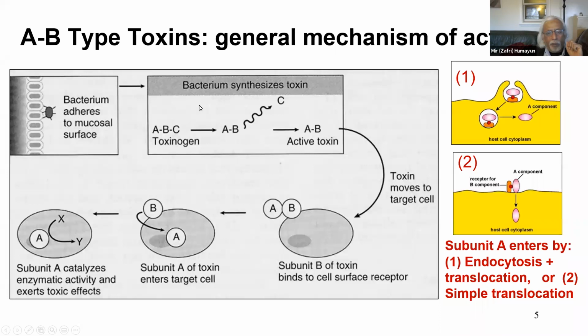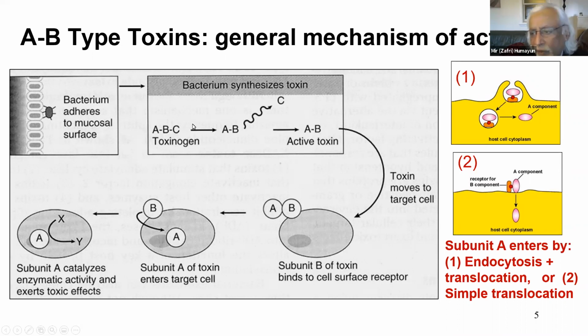So the AB toxin binds to the surface of the target cell using the B domain. The active domain A is internalized and allowed to exert its enzymatic function. This is the generalized mechanism of action of an AB toxin.